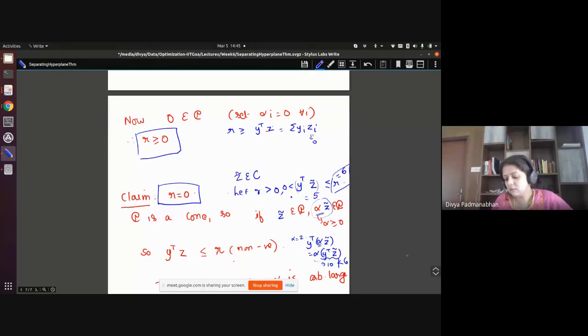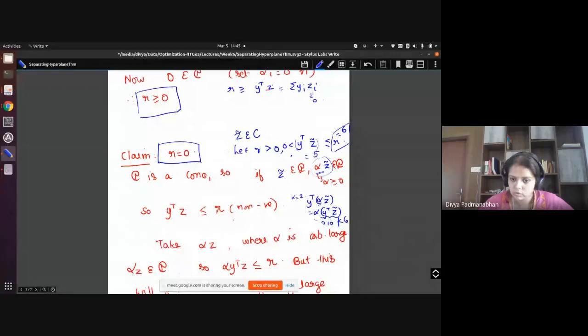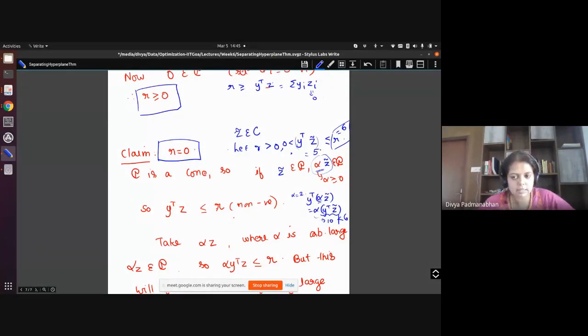So any element you take here, if it is going to be positive, you can scale that number. You will choose another element of this number. You can scale it to be large enough so that it exceeds r. So the only way this cannot happen is if R is 0. Okay, so does that make sense?